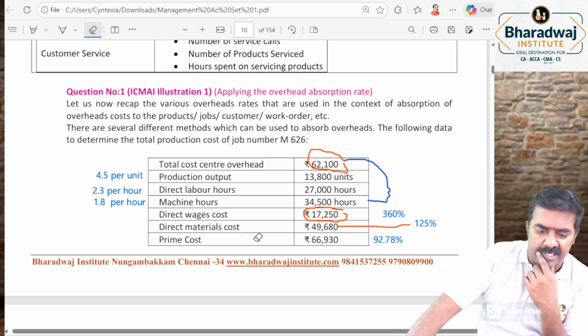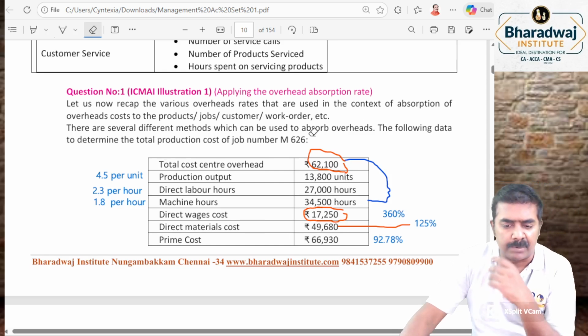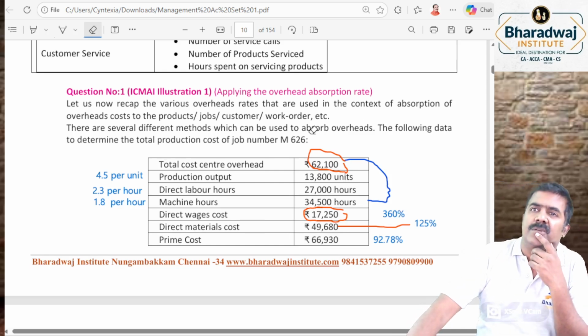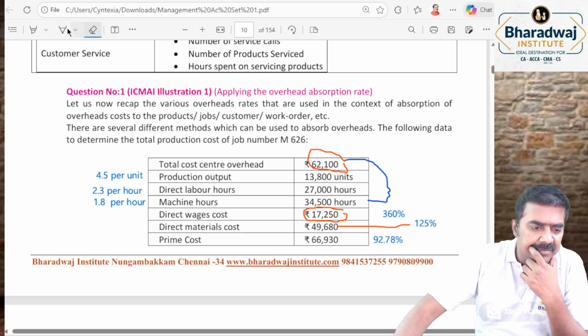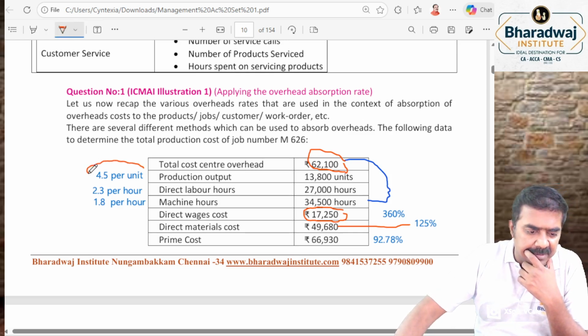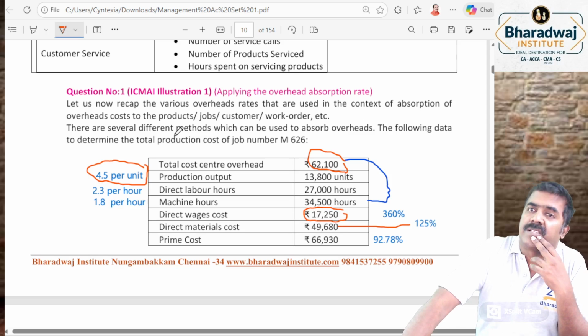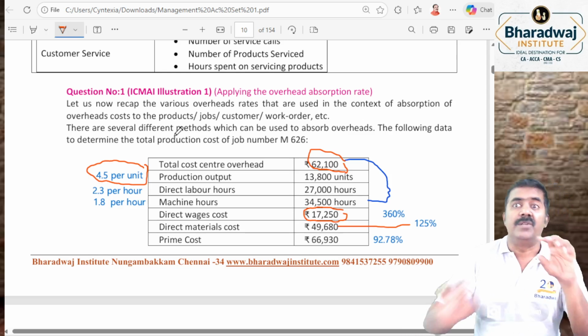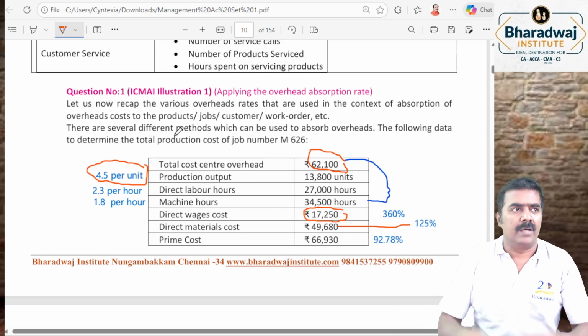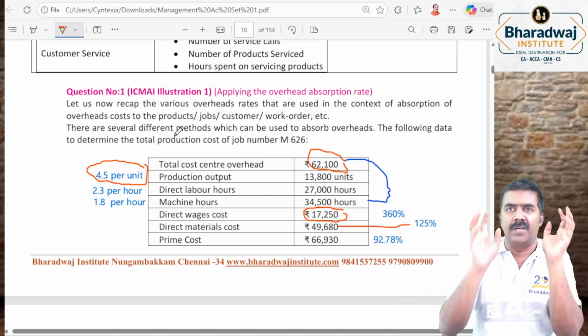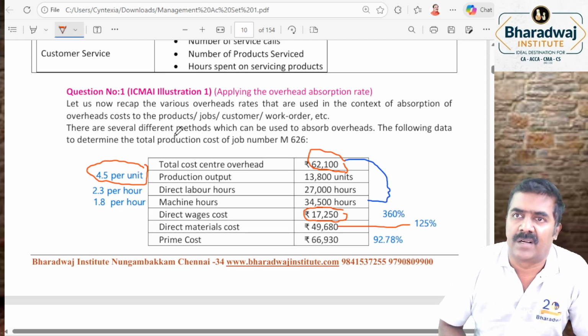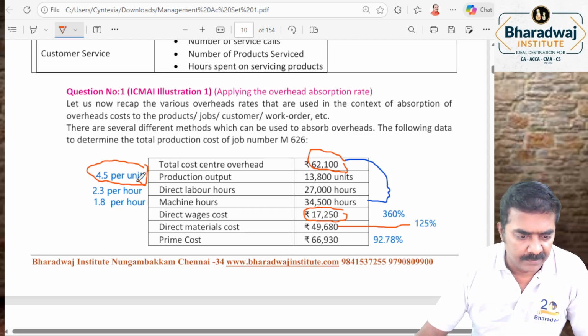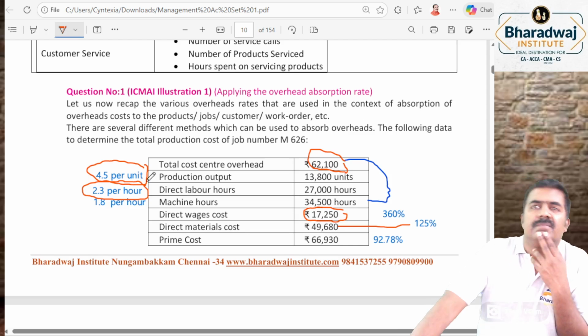Okay, sir, I don't count hours, I don't count units now. I can work it out as a percentage of material cost or wages cost or prime cost. Which approach I follow depends upon the nature of the industry you run. For example, when will I charge overheads based on output? When units are identical. I make 1,000 units, all 1,000 units are identical. Now I can charge overheads based on output.